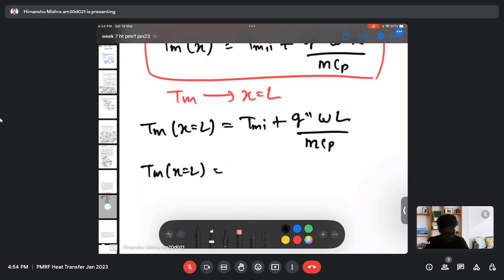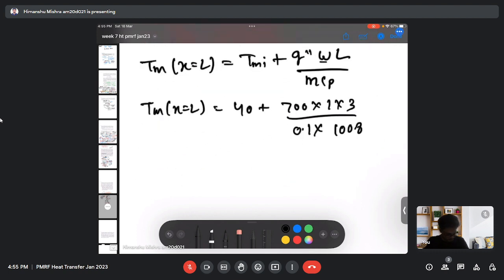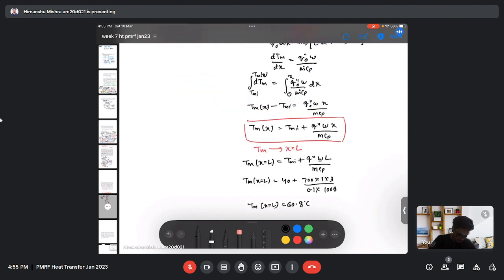So my entry mean temperature is 40. My heat flux will be 700, I'm taking the unit watt per meter square. My length is 3 meter. My mass flow rate is 0.1. My heat capacity is 1008. So my mean temperature at x equal L, or at outlet, will be 60.8 degrees Celsius. So this is a pretty straightforward question.